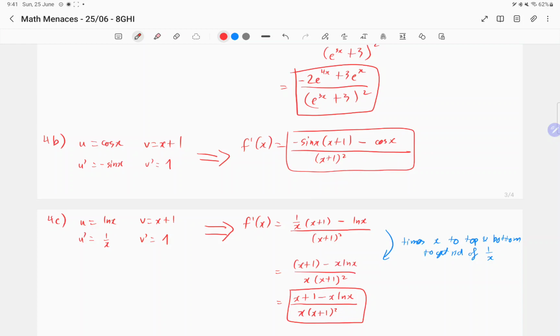Let's just combine these two like terms. Okay, just finish for A, B, and C, and then you can move on to question 7. I'll start on 7.